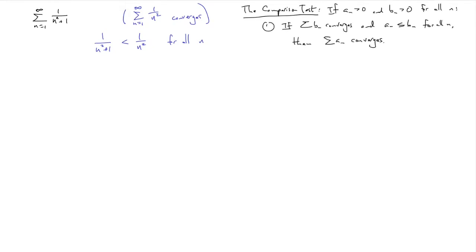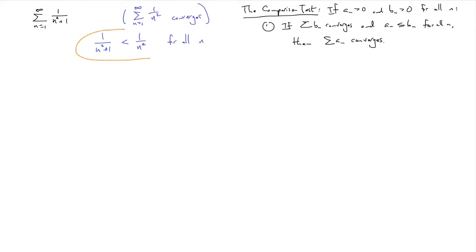Suppose you have two series, sum a sub n and sum b sub n, where the terms of both series are all positive, and sum b sub n is the one that you know something about. Well, then this first part says, if the series sum n equals 1 to infinity of b sub n converges, and the terms of the series a sub n are all less than or equal to the terms of the series b sub n, then the series sum n equals 1 to infinity of a sub n also has to converge. And this is what we have here.